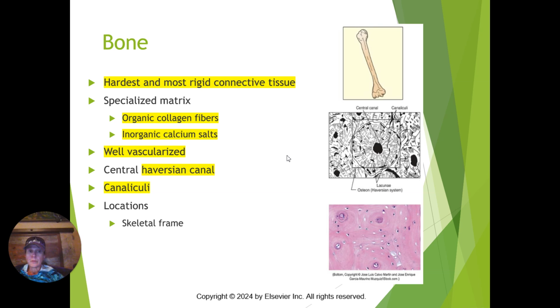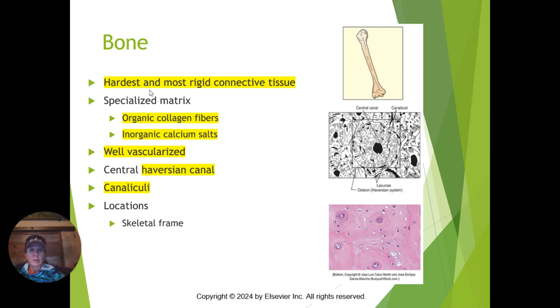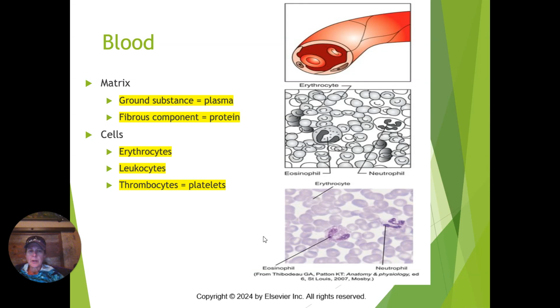Now, bone is its own specialized type of connective tissue, and bone is really cool. Pardon me, I'll skip back there. It's our hardest and most rigid, as you guys are all aware of. Bone has a very specialized matrix, so it has collagen fibers, but bone has a high proportion of inorganic calcium salts within it. Bone is also well vascularized, whereas regular cartilage is not as well vascularized, and instead of lacunae, it has its own central haversian canal, and then it has these smaller canals called canaliculi within it. And we're going to talk a lot more about bone. It gets kind of its own chapter coming up soon.